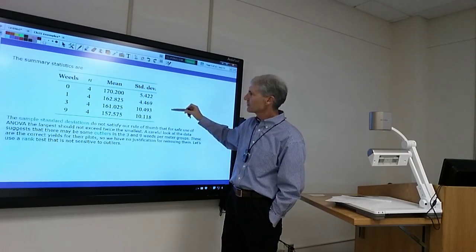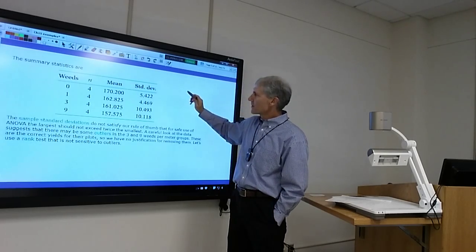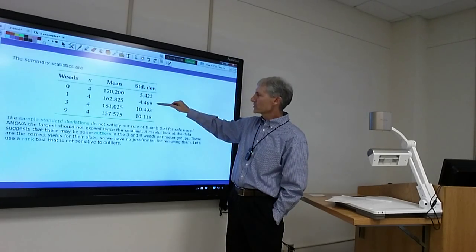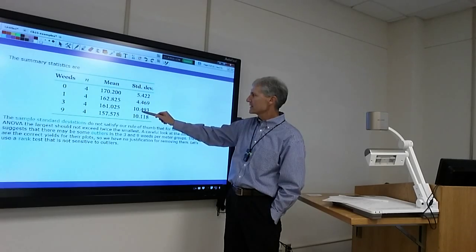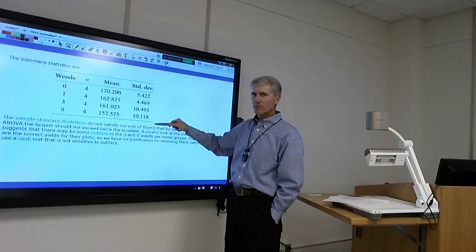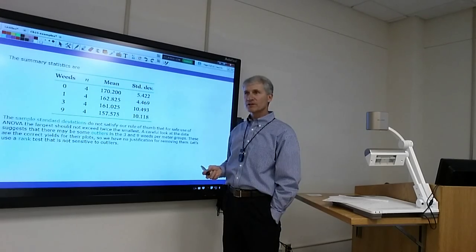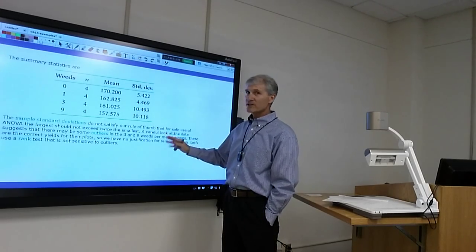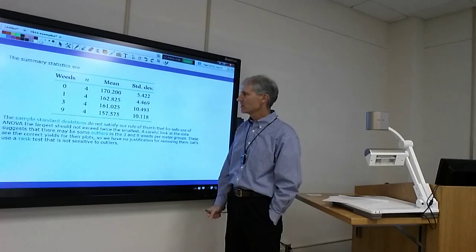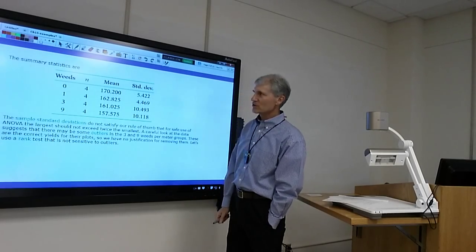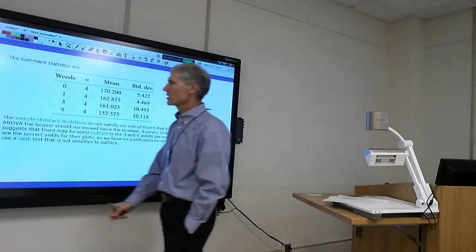What do you notice? Two groups are double the other. This smallest one is 4.4. The biggest one is 10.5. So you're more than double. So remember, that's an assumption for ANOVA. So at least one assumption is not being met here. So it probably says, well, you should use the Kruskal-Wallis test.